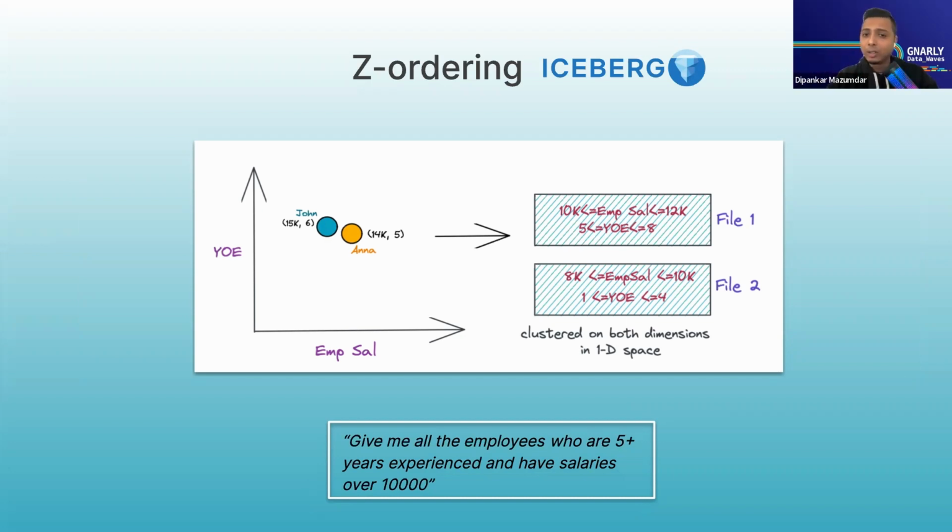So now, as you can see, even though we use a kind of clustering or sorting algorithm, we're still able to use information from both columns to rewrite the data. So now if you run the same query, which is get all the employees with experience greater than 5 years and salary greater than $10,000, the engine can just fetch the data from one single file, which in this case is file 1, right? It doesn't even have to look at file number 2, which is really great.